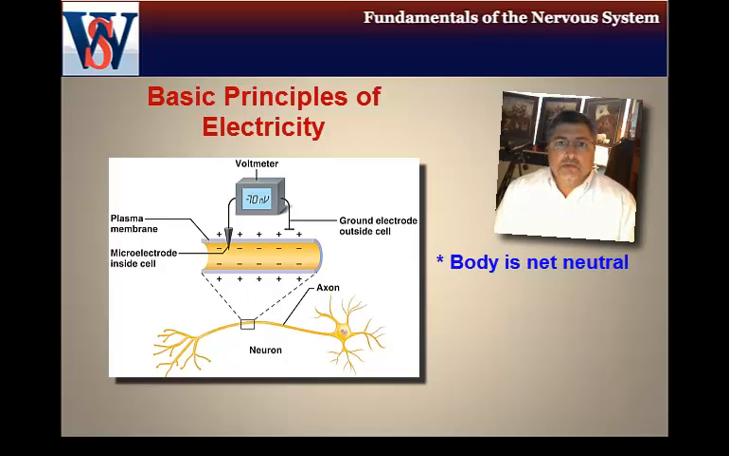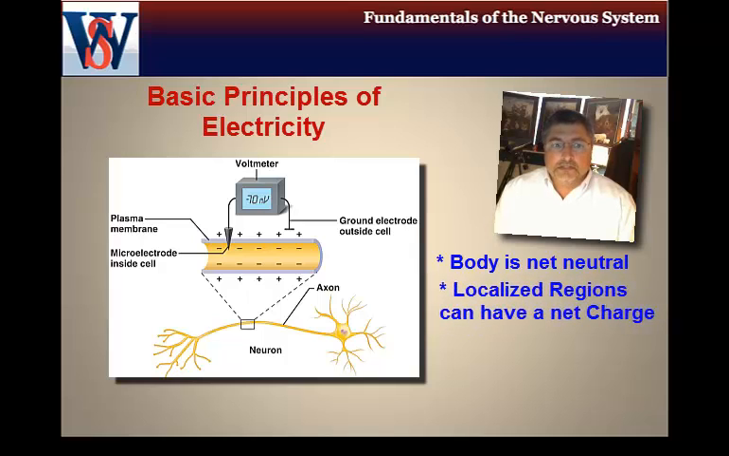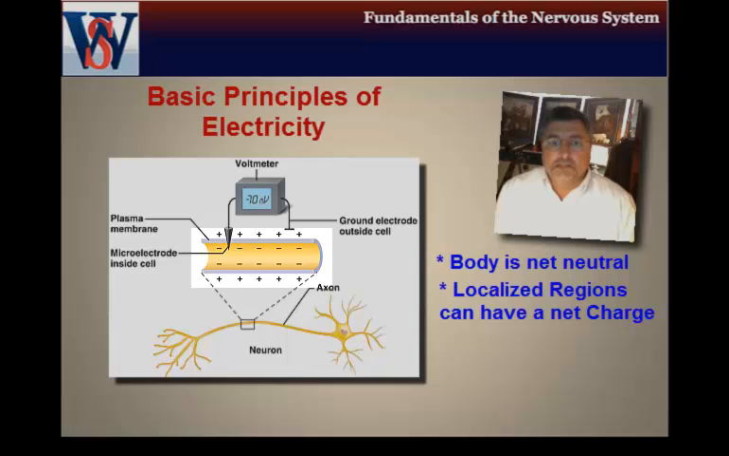Now, the body as a whole is net neutral. That means we don't walk around shocking folks because we don't have a net charge to us unless we have static electricity. But in localized regions in the body, say at the plasma membranes, we do have net charges. And those net charges can be either positive or negative, depending upon how they relate to a neighboring body part.